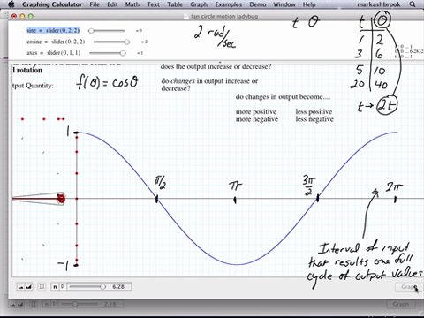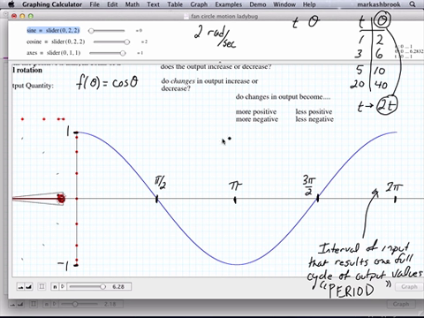So there's a special name for that. Anyone know what it is? The interval of input that gives us a full cycle of output values is called, starts with a P. Period. Okay, so that's the period in terms of the angle.